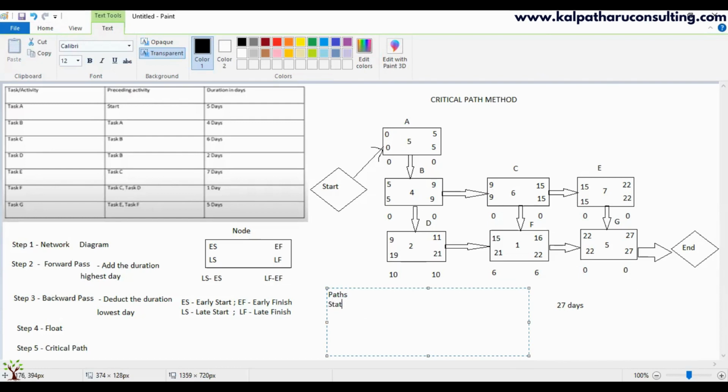So start to A, and then B, B to D, D to F, F to G, G to end. And then start to A, B, C, F, G. And you have A, B, C, E, G.